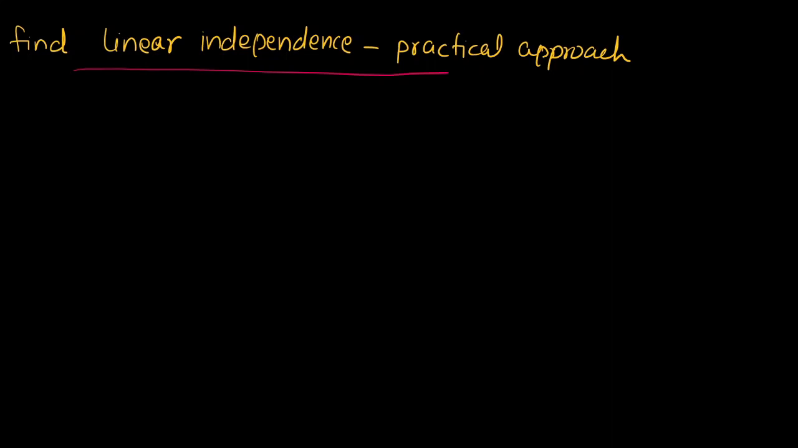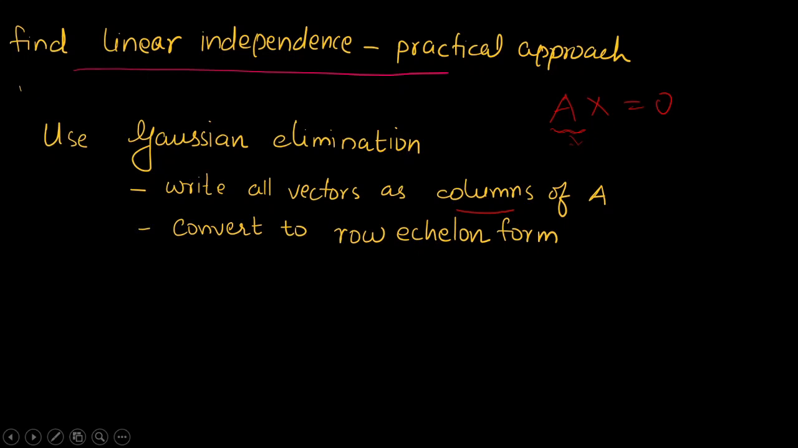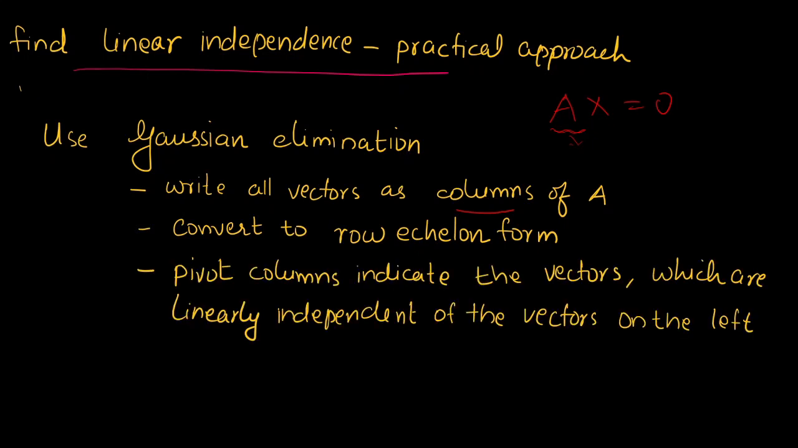And how do we find out the linear independence? If a set of vectors is given, how can we find out whether they are linearly dependent or independent? For that, we use Gaussian elimination, as we did in the last classes. Write all vectors as columns of A. Okay, A is the vector representation of the homogeneous equations. In this, the vectors are written as the coefficient matrix. Okay, all vectors as columns of A. Then find the row echelon form of A.